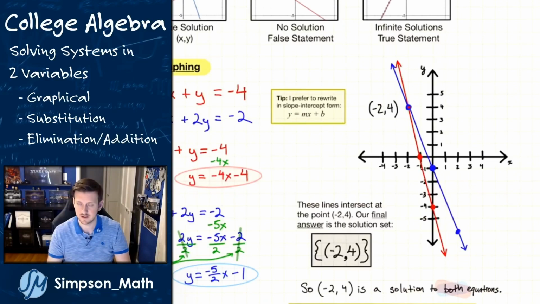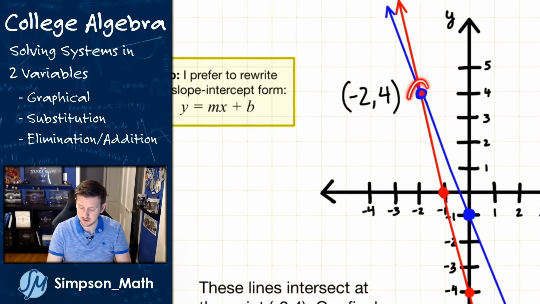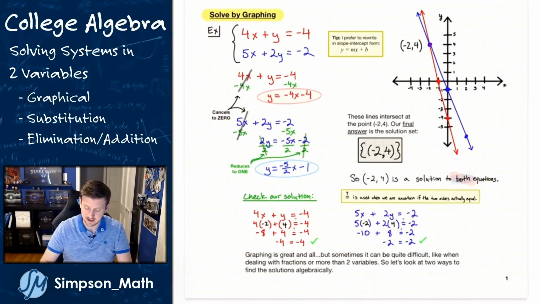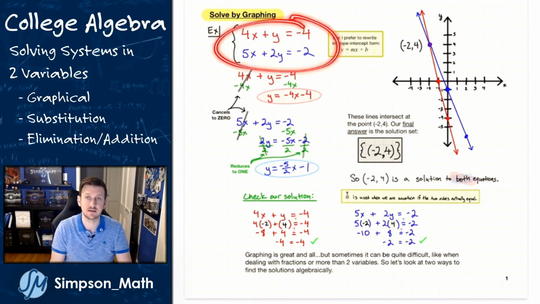So when I do this, I notice that they intersect here at (-2, 4). So the solution to the system is (-2, 4). Let's check this. If someone said, hey, I think a solution to this system is (-2, 4), let's check it out, and you didn't want to have to graph it.